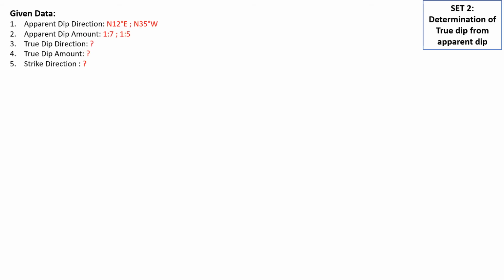The given data is repeated here. In the same way, we'll first plot the north, south, east, west lines. We'll name them, and the point of intersection will be marked as point O. Then let us plot first the north 35 degrees west. I'll write down, this is an apparent dip, AD, north 35 degrees west. Then I'll measure 5 centimeters from the point O, and I'll mark this point as point A.